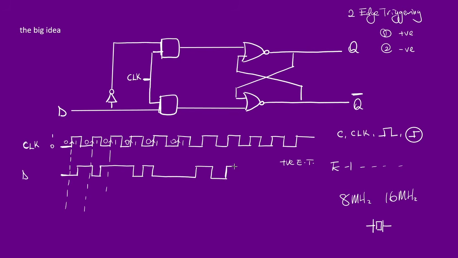Okay. Because data really could change anyhow. But what we want to do is see our Q is our copier. It is meant to copy the output D, but it's not without limitations. It's only copying D on the rising edge. Remember, we're doing positive edge triggering in this case.